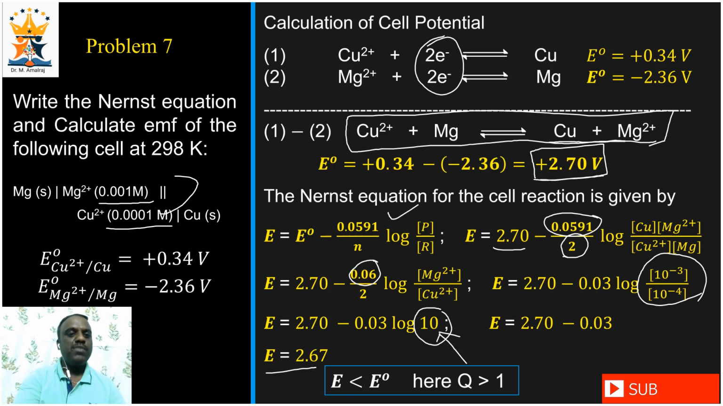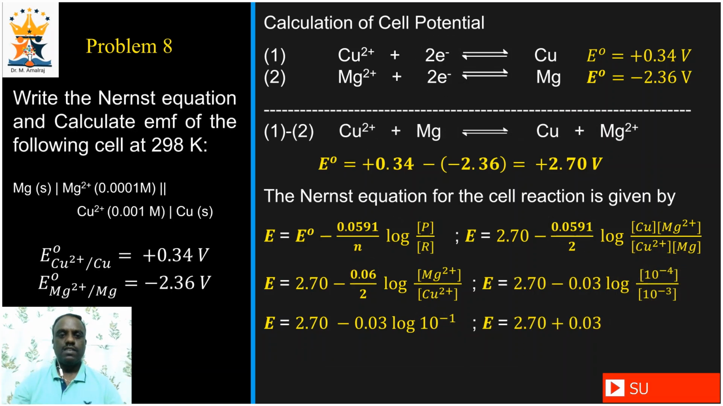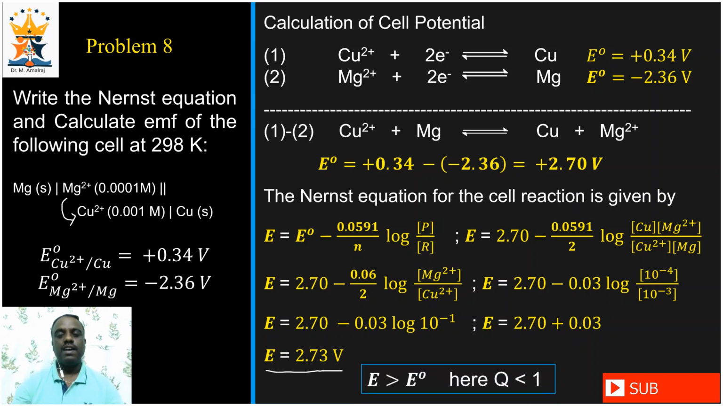Suppose if we swap the concentration, what will happen? Let us study that. When we exchange the concentration between magnesium 2 plus and the copper 2 plus, by doing the same steps, we will end up with the EMF of the cell as 2.73 volt, which is higher than the E naught value. See here, look at this, the Q value is less than 1 and hence E is greater than E naught.